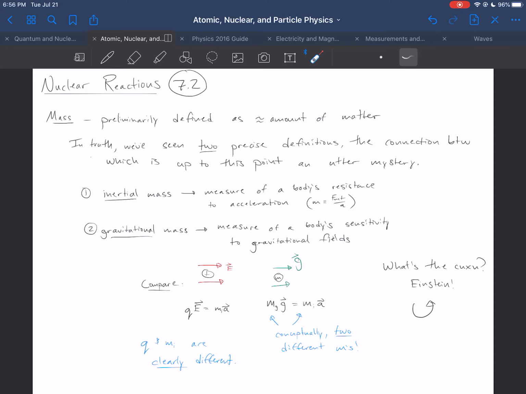That is more obvious in the case of the electric field. E is obviously not a, and Q, the charge, is obviously not the inertial mass. As it turns out, these are two conceptually different masses. So, what gives? What is the relationship between them? How come they happen to be the same value? That seems to be an utter mystery. To fill that in, we need help from our boy Einstein, and we'll talk about what he had to say in the next video.